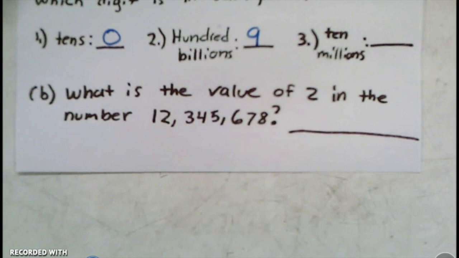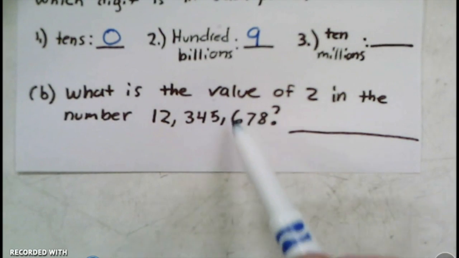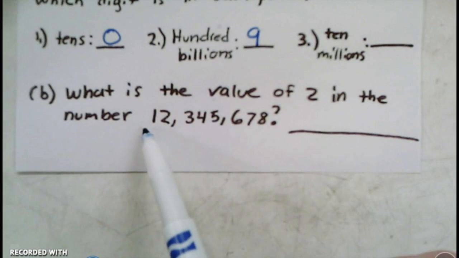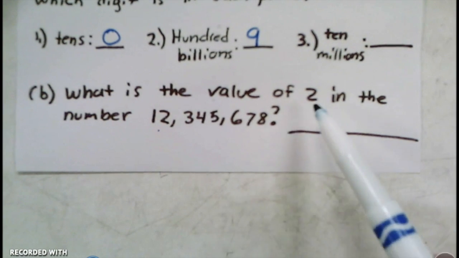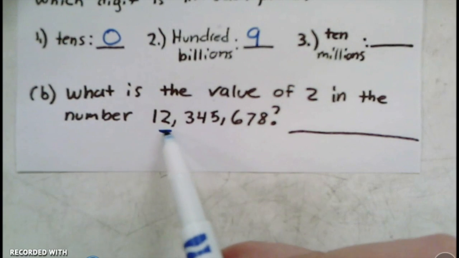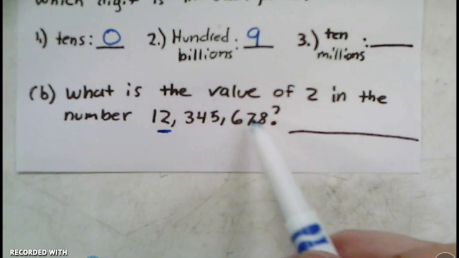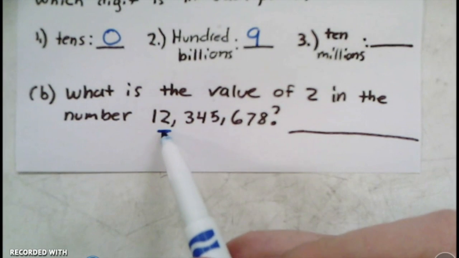What is the value of 2 in the number? Here's another big number. I'm going to figure out how to say it by counting from the right. So I have ones, thousands, millions. So 12,345,678. What is the value of 2? I'm going to find my 2. It's right here. And what is that place value? Well, we just said ones, millions, billions. This is in the 1 billion place.